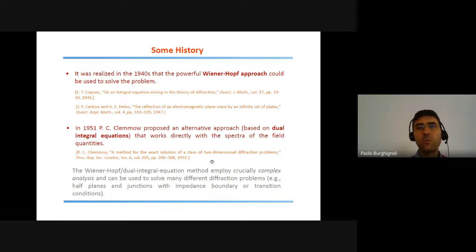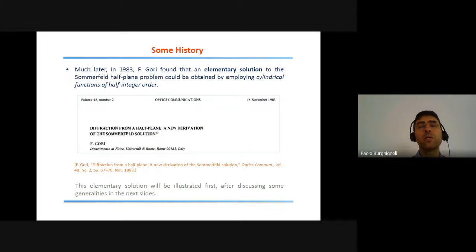However, before doing that, we will address many other things. In particular, consider that much later than those years, at the beginning of the 80s, Professor Franco Gori from Sapienza University at that time, then he moved to Roma Tre University and now he's retired, was able to find a much simpler solution to the Sommerfeld problem in terms of simple cylindrical functions having a half-integer order. This was published in a paper in 1983 in Optics Communications. And this is actually the solution that I will illustrate first in the first part of this lesson.